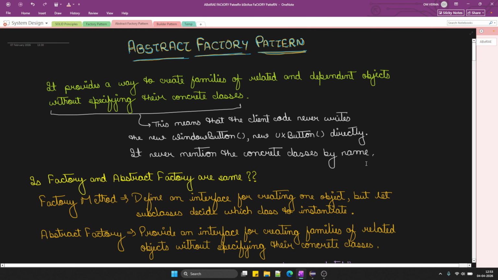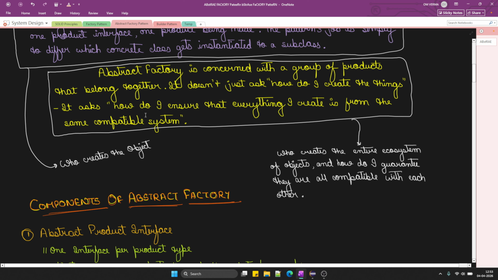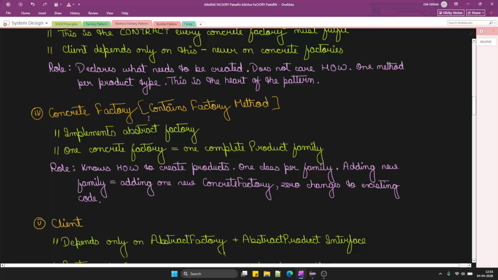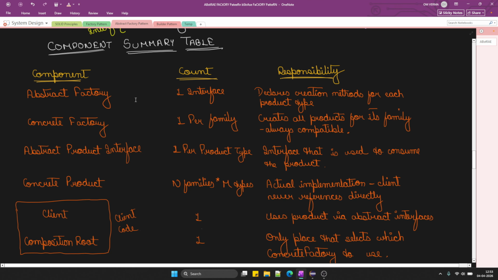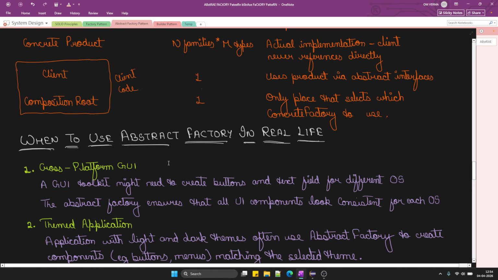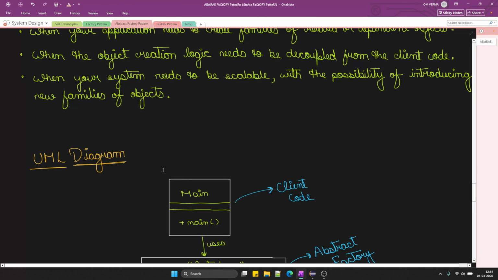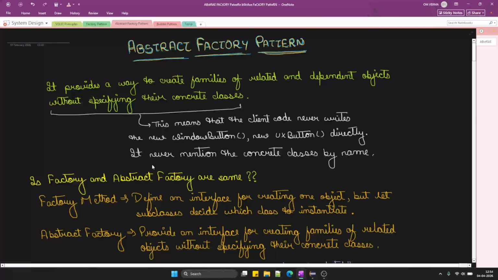Before that, let me show you what contents I have to explain the abstract factory pattern. I have the definition, the precise descriptions, the differences between abstract factory and factory pattern, and the components. I have UML diagrams which explain one of the code examples, and a component summary table which explains the components anybody can use to implement the abstract factory pattern. I also have real life examples of how we can leverage abstract factory, when to use it, UML diagrams of another code example, and the real benefits. So let's start with the definitions.